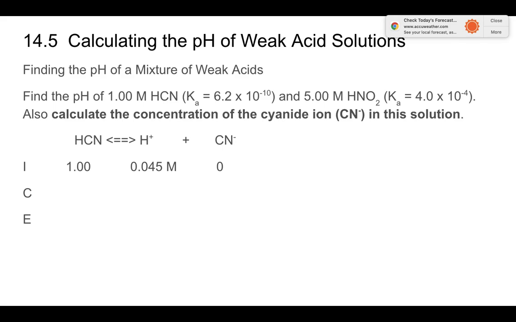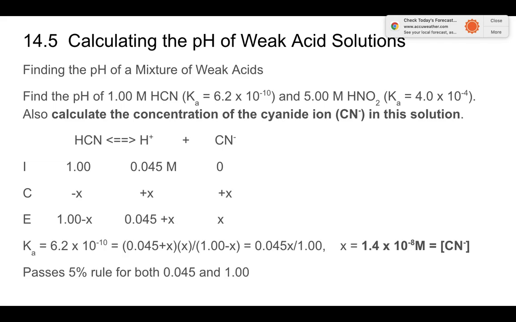I can't assume it's 0 because we are in an acidic solution with 5 molar HNO2 that has a pH of 1.35. So we can't just start out our H plus and say it's 0 because it's not. It's 0.045 molar. However, before the equilibrium is reached here, we can assume CN minus is still 0 because we haven't shifted to the right at all. So as we shift to the right, we get minus x, and plus x, or 1 minus x, 0.045 plus x, and x. Solving for x in the Ka expression, we get 6.2 times 10 to the minus 10.